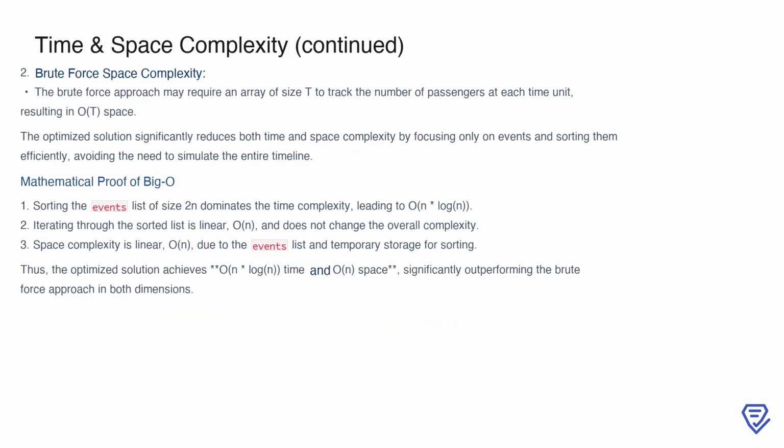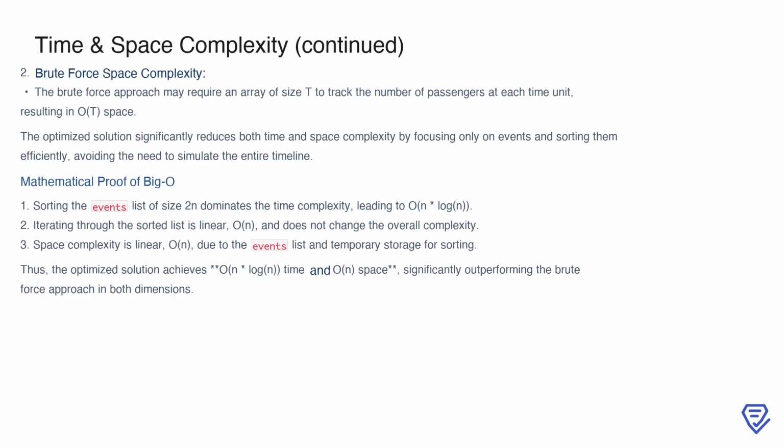The brute force approach also suffers in terms of space complexity. It may require an array of size t to track the number of passengers across all time units, leading to t space usage. In contrast, the optimized solution avoids simulating the entire timeline by working only with the events list, which is both time and space efficient. Mathematically, the sorting step, with its n log n complexity, dominates the time analysis, while iterating through the sorted list adds only n.